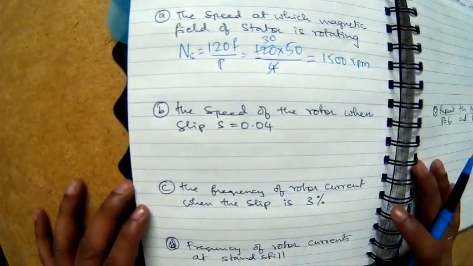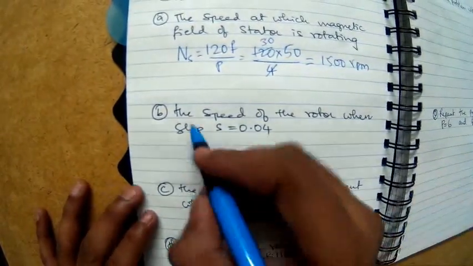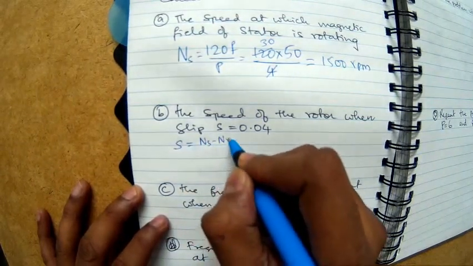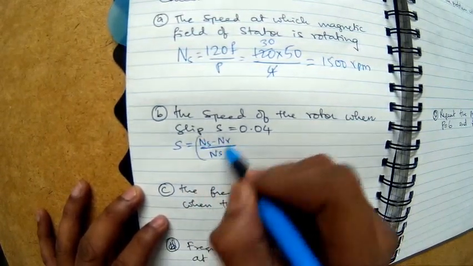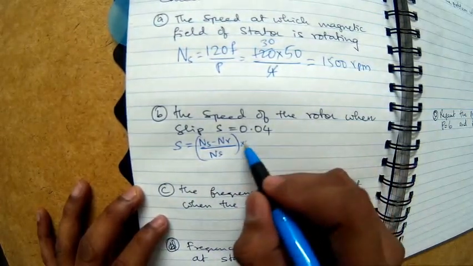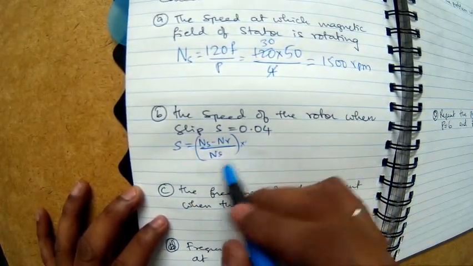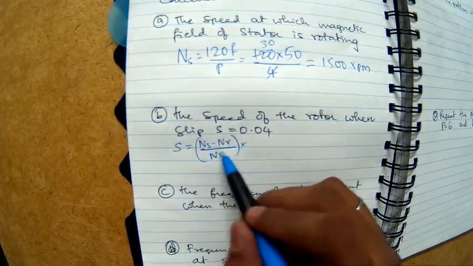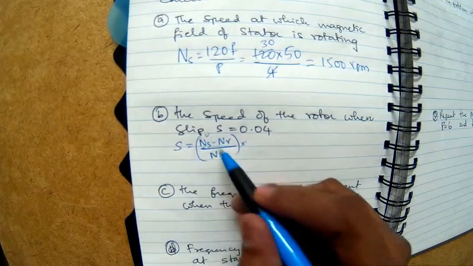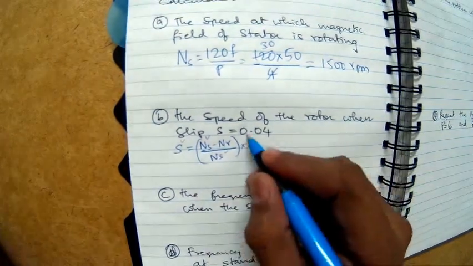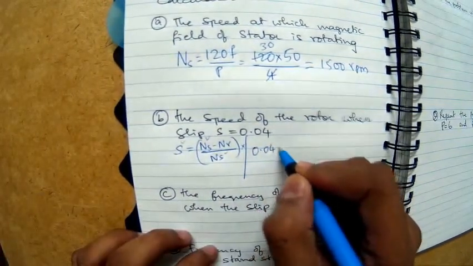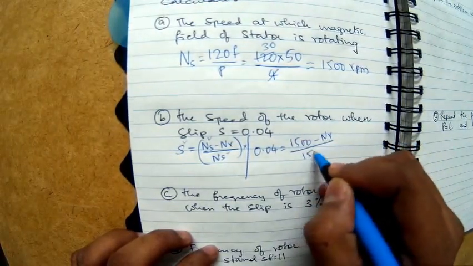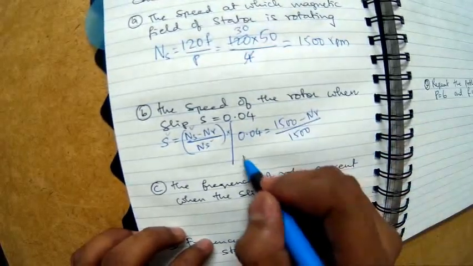Now the speed of the rotor when the slip is 0.04. So when the slip is 0.04, what is Nr? We know that S is nothing but (Ns minus Nr) by Ns into 100. Here I am not putting 100 because slip is given as 0.04. To know the rotor speed, I can simply calculate it because Ns is known and S is known. So 0.04 equals (1500 minus Nr) divided by 1500. From this I can calculate Nr.